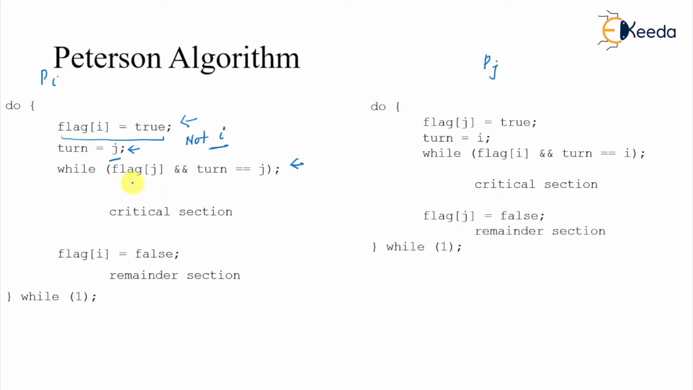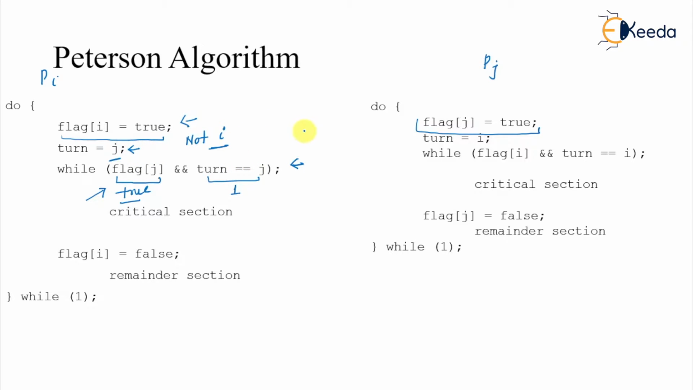Now this is my spin lock. It will spin here if flag j has already been set to true, and turn is already j. So here it will be stuck in the while loop if the other process has already indicated that it is ready to enter its critical section. Okay, so that is the idea here.